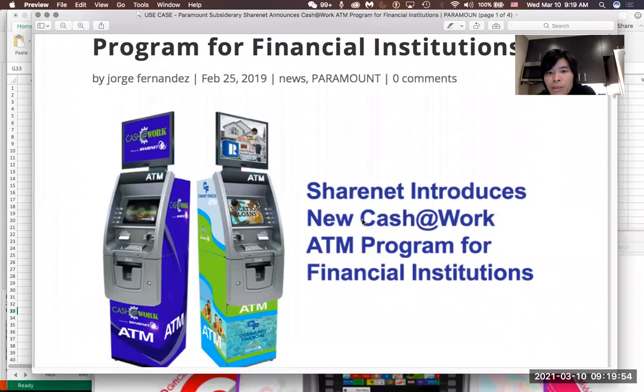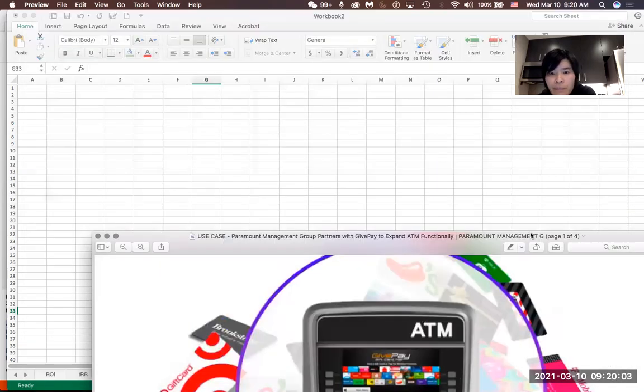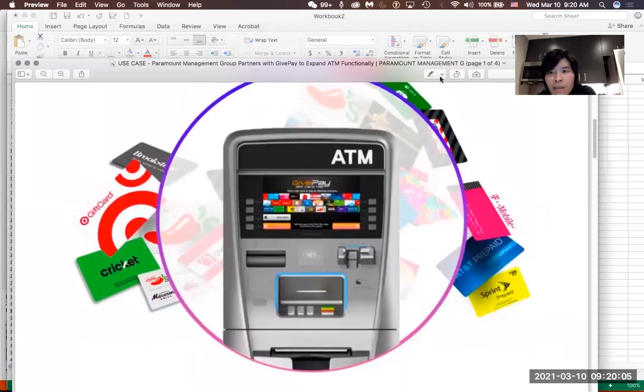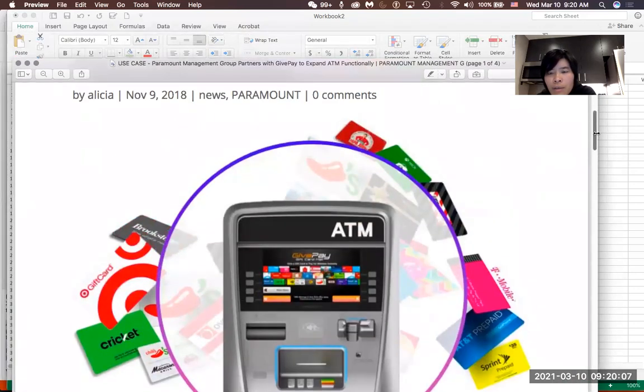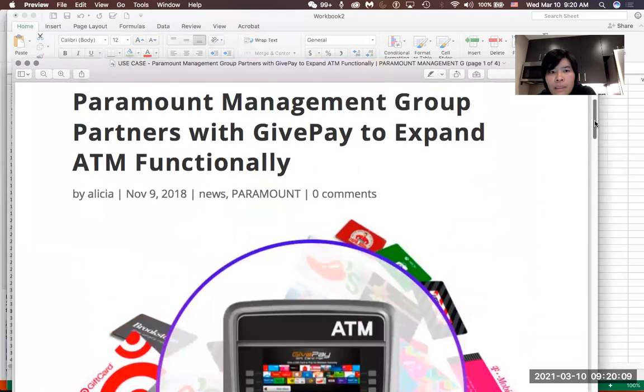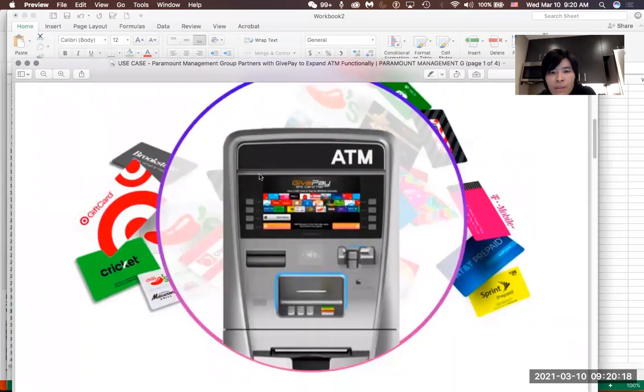So this program is called Cash at Work. You see this, that's what I'm talking about. In our office, we have this. Okay, that's another application of this new machine. It can partner with gift cards. So you see all these gift cards, you can actually use the app to use that gift card to withdraw cash on the ATM machine.